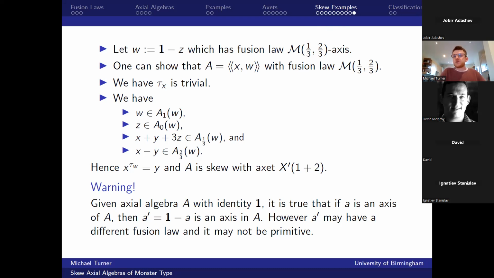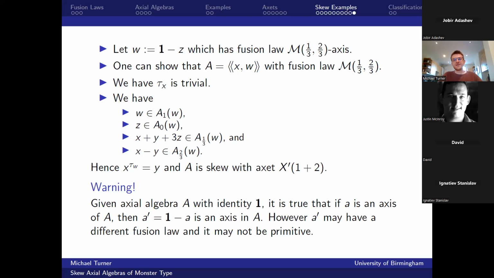However, for W, because we've got this beta eigenspace, it's going to act non-trivially. So again, we can find out what the eigenvectors of W are and show that taking the Miyamoto involution and acting on X, we get Y. And so I didn't put a diagram here, but we've got W at the top and bottom, and then X and Y on either side of that square. And this is another axial algebra that is skew and has axet x prime 1 plus 2.